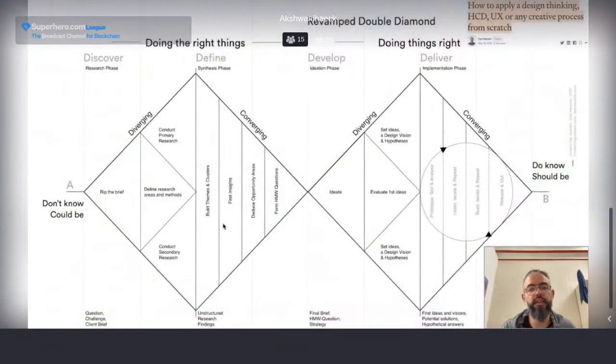So these first techniques and tools that I'm sharing belong to this first diamond here. Starting from we don't know what the problem is that they want to solve, to defining a very specific how might we question. We will then enter the ideation phase.